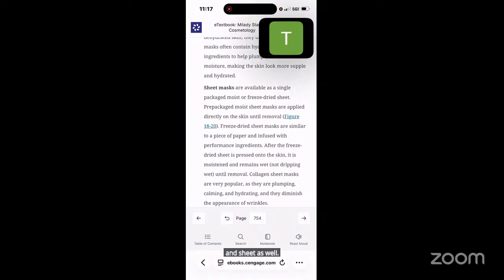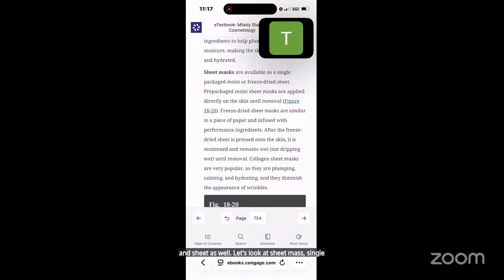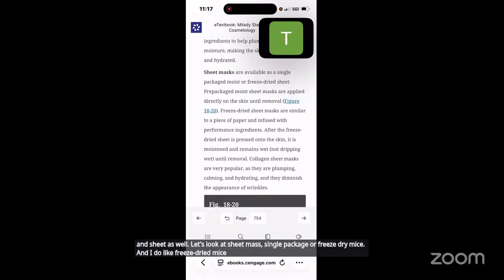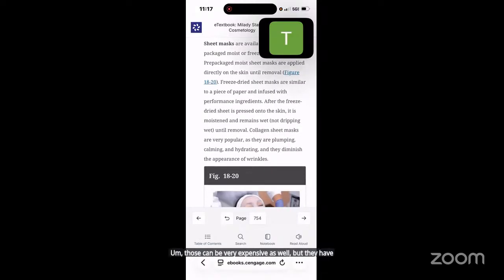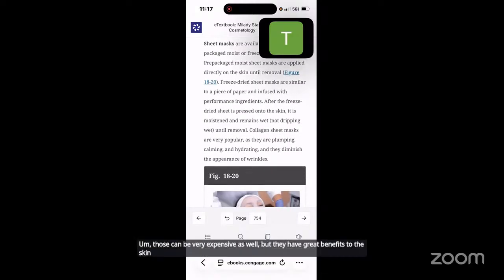Let's look at sheet masks, single package or freeze dried masks. I do like freeze dried masks, where you just have to add moisture. The sheet of mask is hard, like a sheet of paper, and you dip it into water and then place it on the face, or you dampen the face and then put the mask on top and continue to dampen it with a sponge so it adheres to the face. Those can be very expensive as well, but they have great benefits to the skin.